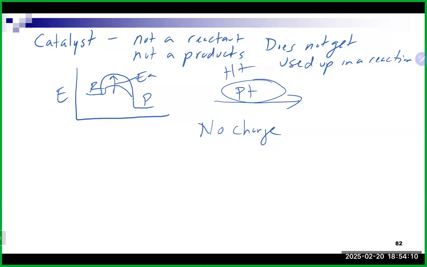Also, sometimes if you add like a noble gas, they're chemically inert. They also will sometimes not affect equilibrium as well. And that gets you no change. Any questions on that?